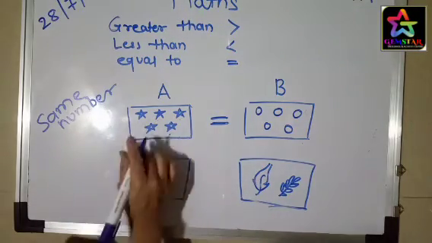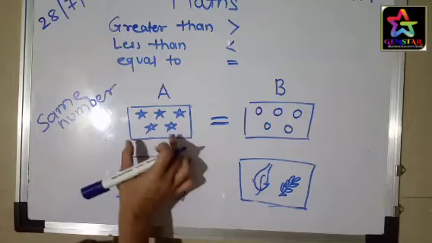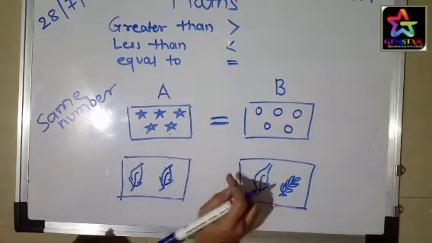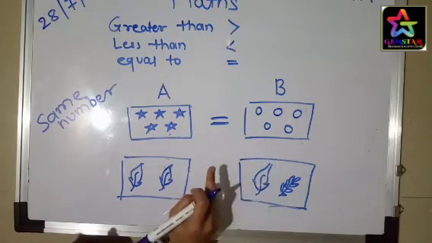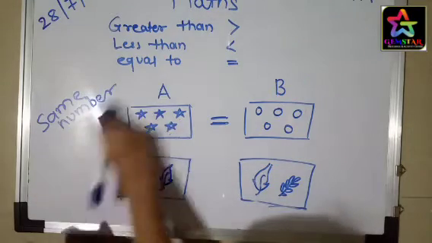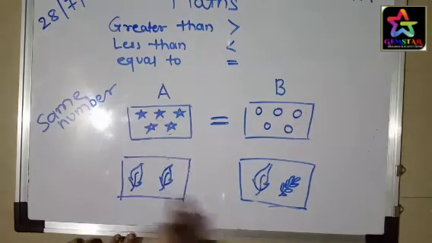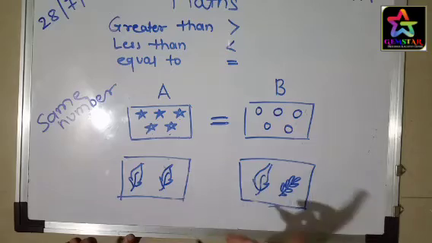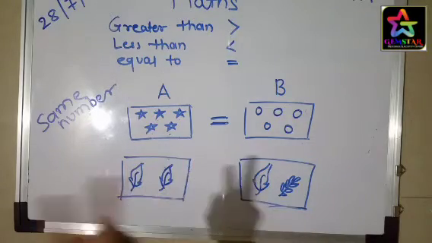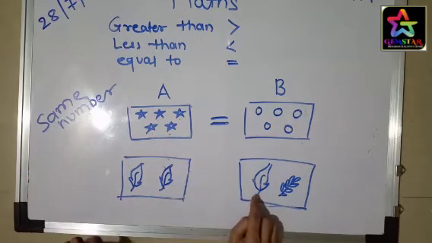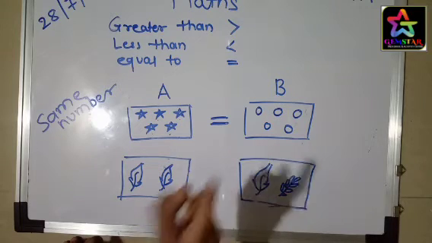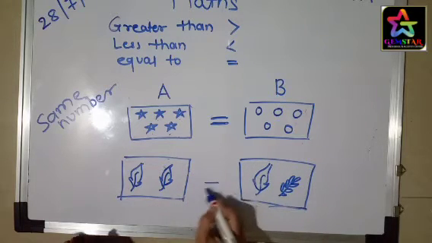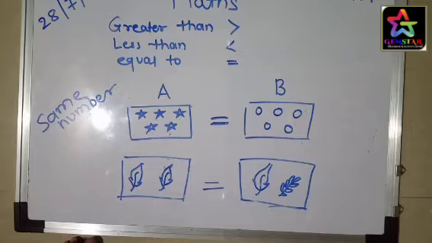So it's not important that they share the same thing, but they have to share the same number of things. So here are 2 leaves. How many? 2 leaves. And there are 1, 2, how many leaf? 2 leaf. So they are equal. Okay, then move to the next concept.